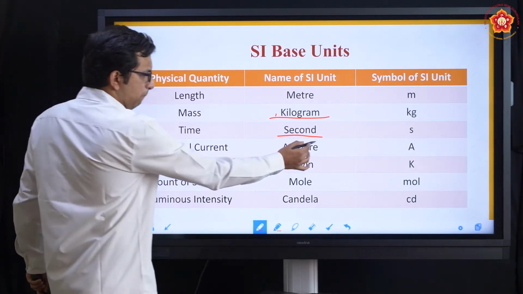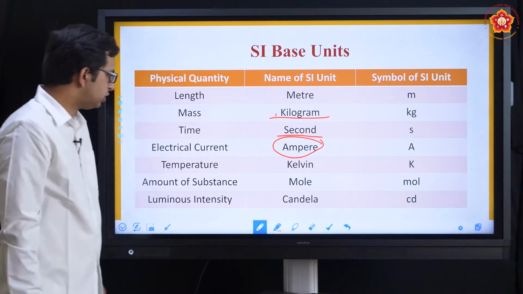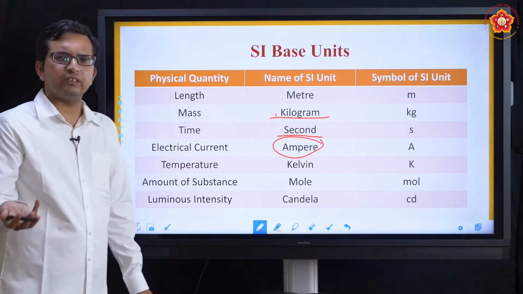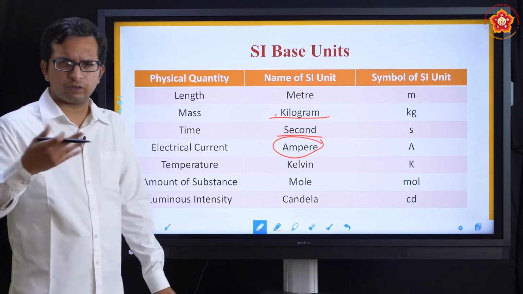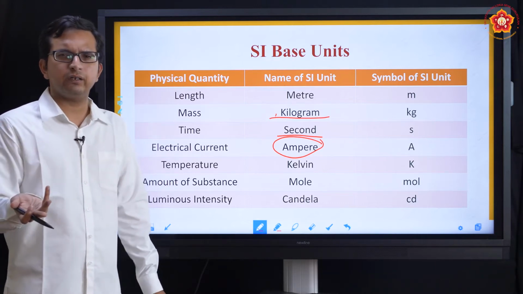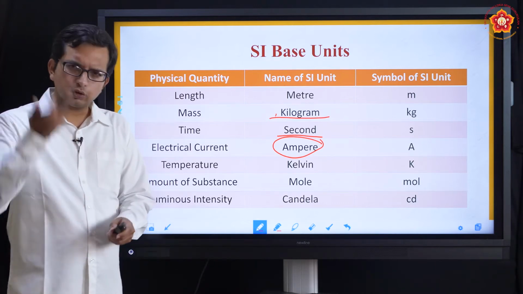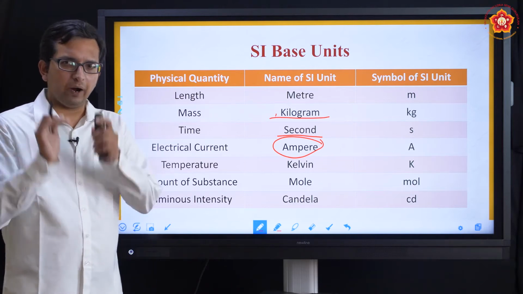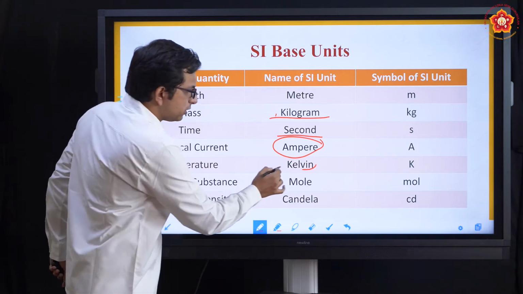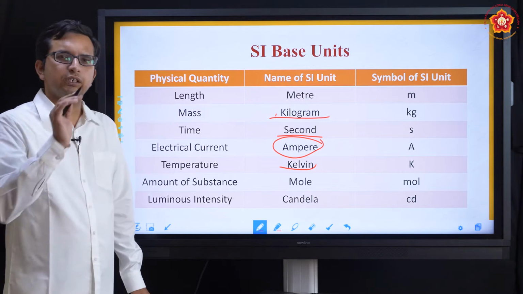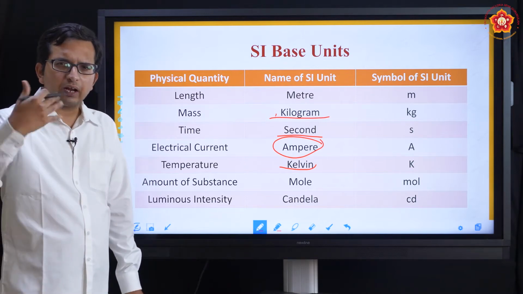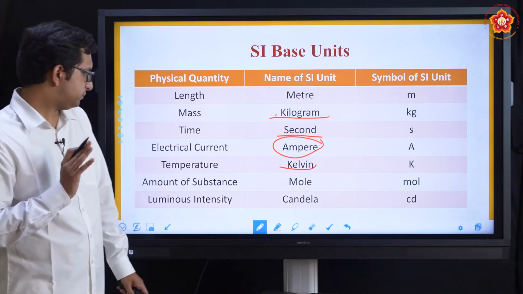Electric current, ampere, this is the unit that we use. Temperature, once again we use Celsius also. Generally our room temperatures are around 25 or 30 degrees centigrade. You go to hotter places, it goes up to 40-45 degrees centigrade also. But the measurement unit which we are using is Kelvin. We also have another unit called Fahrenheit.